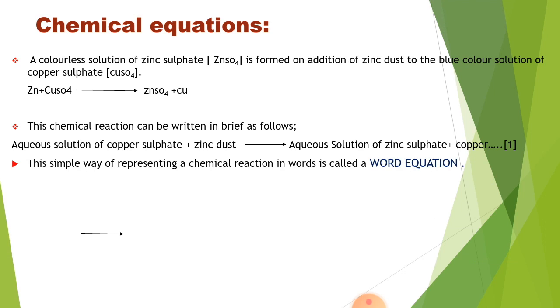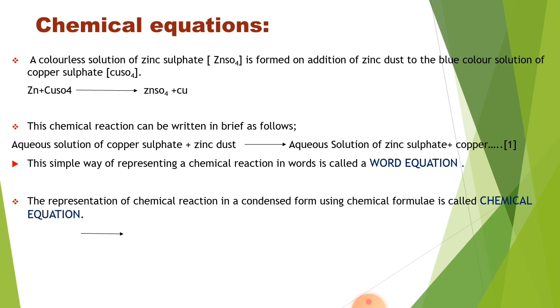This simple way of representing a chemical reaction in words is called a word equation. Here, aqueous solution of copper sulfate plus zinc dust gives aqueous solution of zinc sulfate plus copper is a word equation. Why is this a word equation? Because this equation is written in words. There is no chemical formula and no chemical symbol in this reaction. So this is called a word equation.